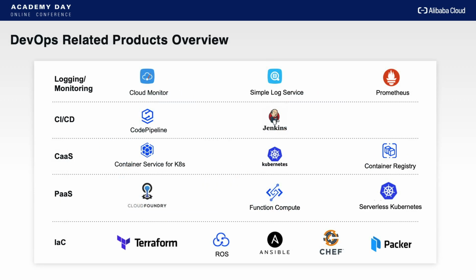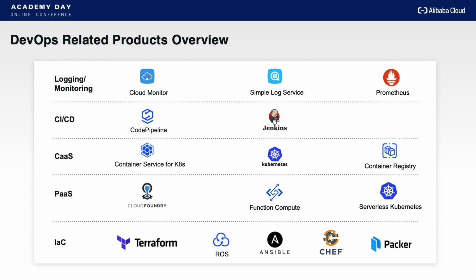In this DevOps lifecycle, you can find the related products here. Some of them are open source products, some of them are developed by Alibaba Cloud. For example, we start from the bottom layer, the infrastructure as code. You can use Terraform to provision the whole infrastructure using Terraform code. And in Alibaba Cloud, you can also use the Resource Orchestration Service, which is the equivalent of Terraform.